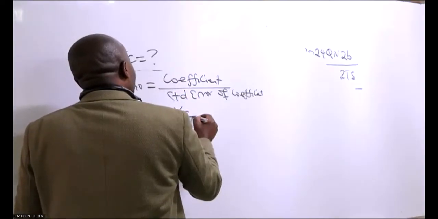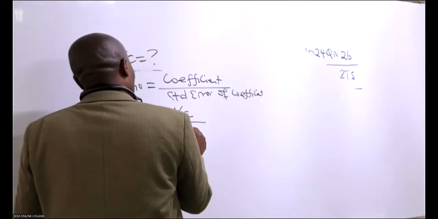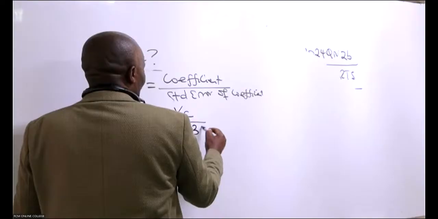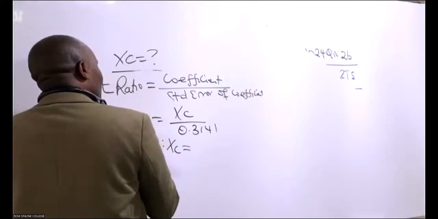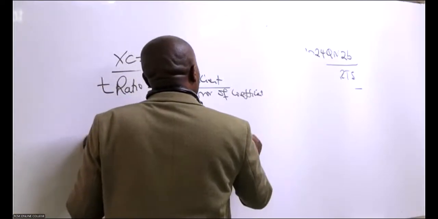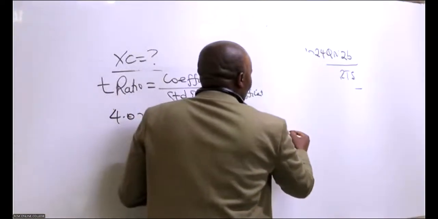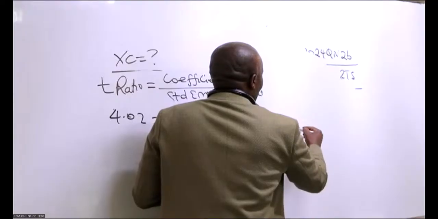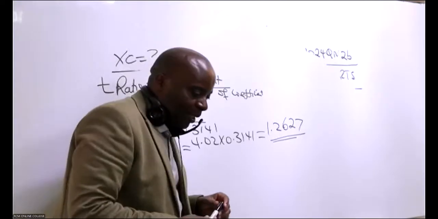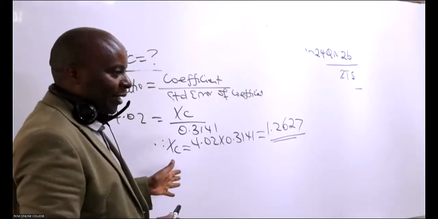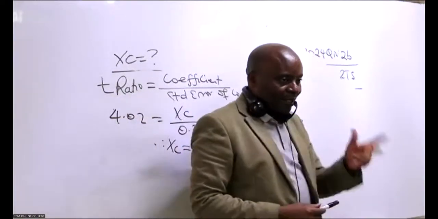4.02. Do you know the coefficient there? It is X, isn't it? But fortunately, we know the standard error of coefficient, which is 0.3141, like that. And therefore, make X the subject of the formula. It will be 4.02 times 0.3141. 1.2627. Thank you so much. So already we have up to XC. It doesn't stop there. There are still other missing metrics in the next table, right?